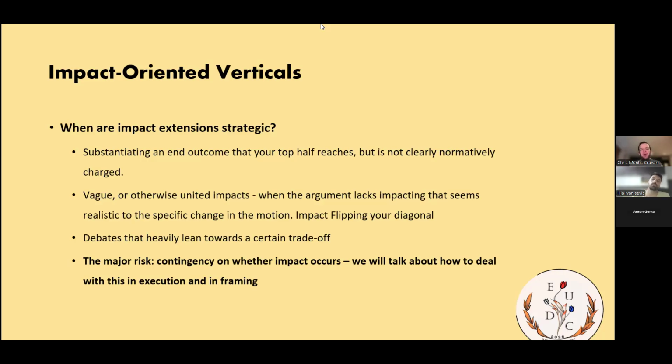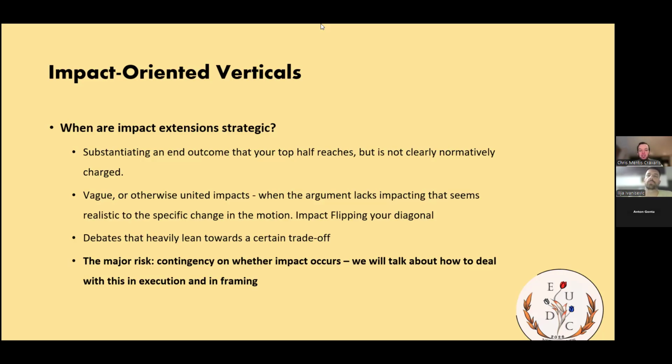But you also have to contend with which of the two burdens was more important in this round. Which one was responded to the most, which is most contestable, right? Many of the things that Ilija was discussing in the previous section will be questions you want to answer for yourself for extensions like this. So impact extensions then are not just about the impacting, but the weighing as well.